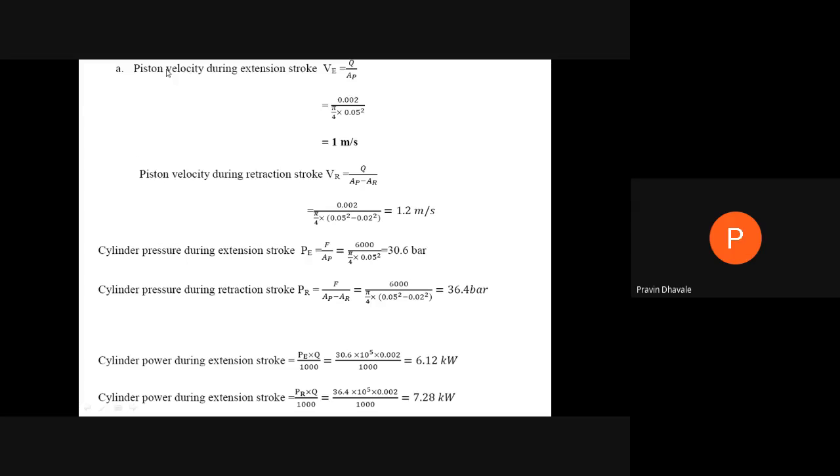So you can calculate the piston velocity during extension by the formula V is equal to Q upon AP. Why are we not considering AR? Because during the extension stroke, we are pushing the piston in the outward direction, and we are supplying the fluid on the piston head side, right? And during the retraction stroke, you are supplying the fluid or oil towards the rod end side.